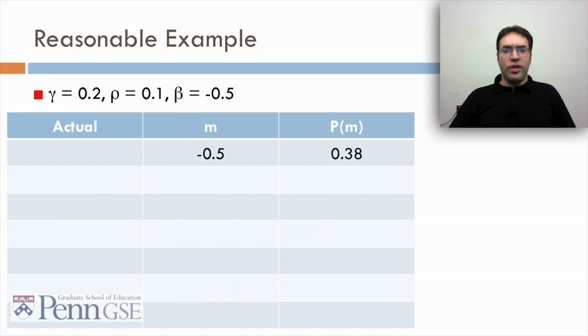So the initial M, there's no successes or failures yet, is going to be negative 0.5. That's the beta. So the probability the student will get it right on the first attempt is 0.38. At this point, we have no information about the student. It's like L0 in BKT.